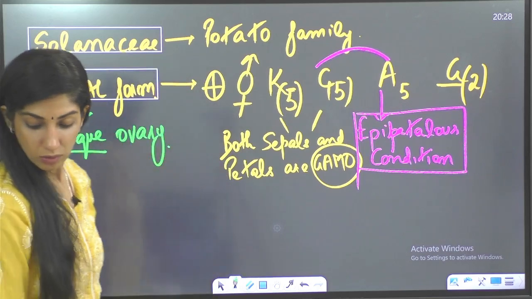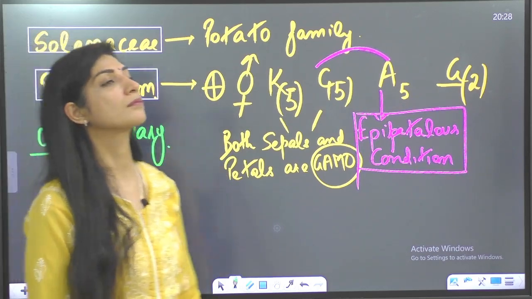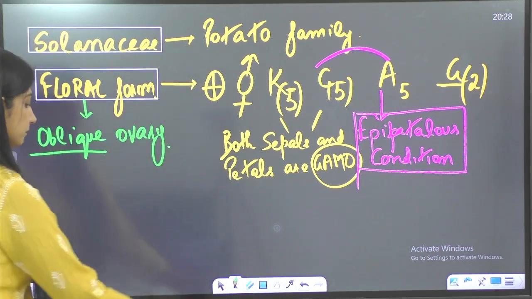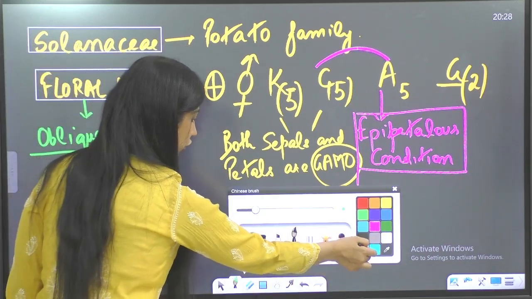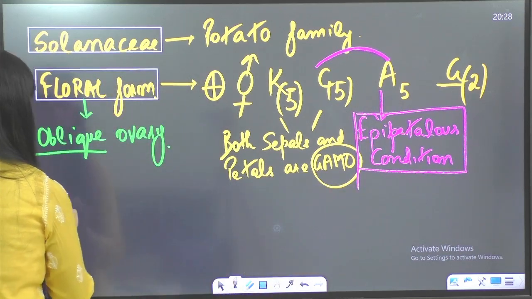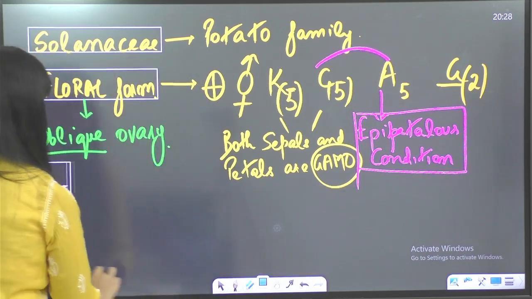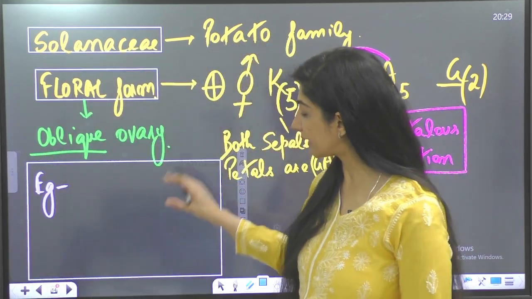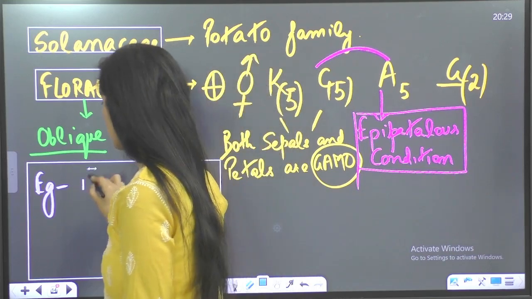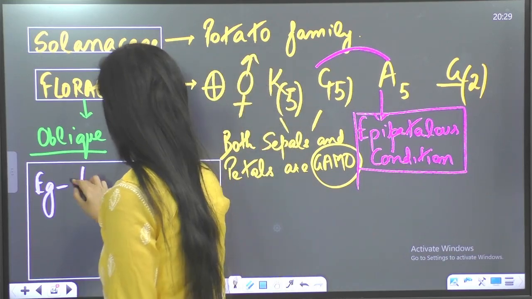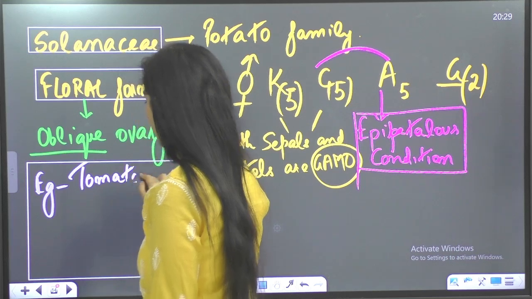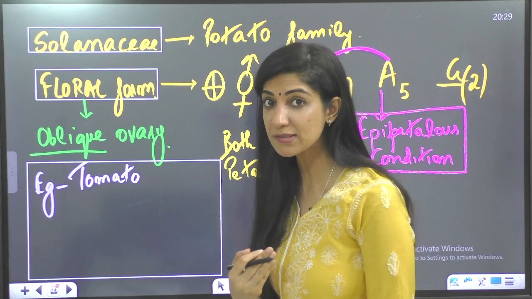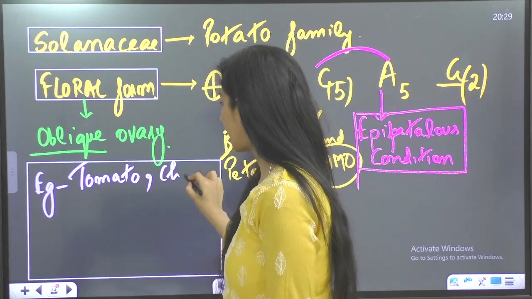Okay, now we are going to talk about the next family. But before that, there is one more question coming into my mind, and you should be very, very careful about the members of this family. They tend to ask a lot of questions. So tomato is a member of the Solanaceae family, but have you seen, I've shown it in my classes, it has axile placentation. Yes, tomato and chili both have axile placentation.